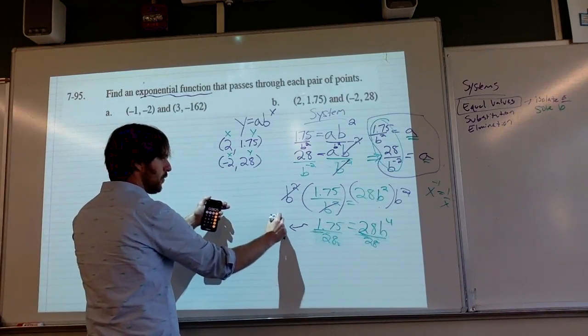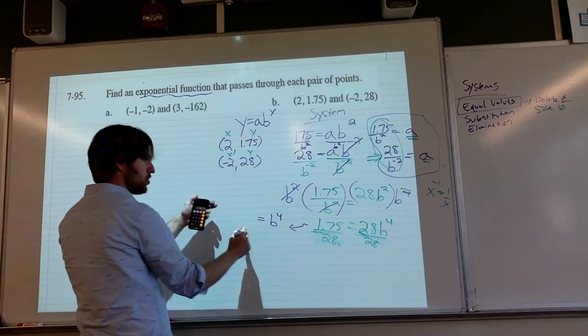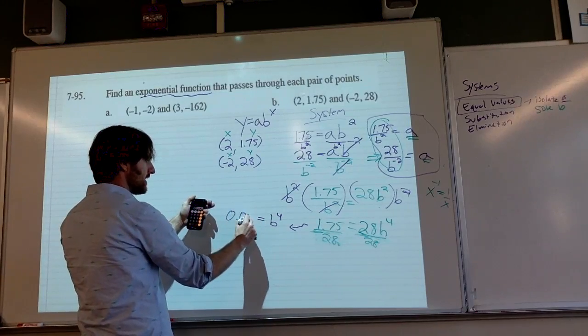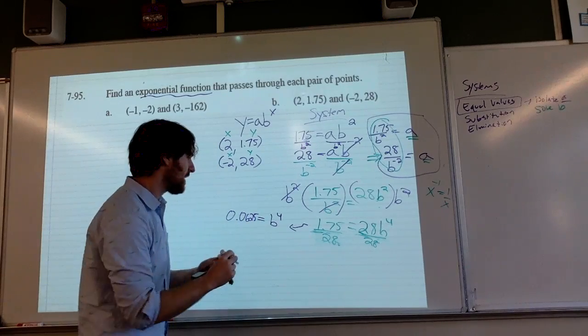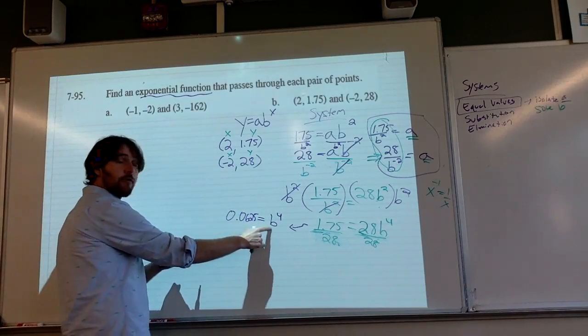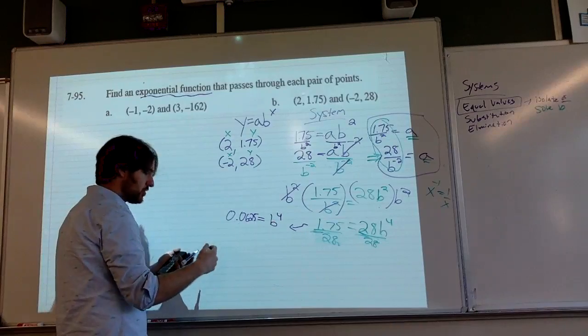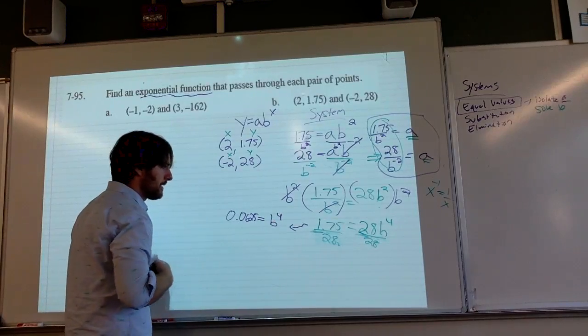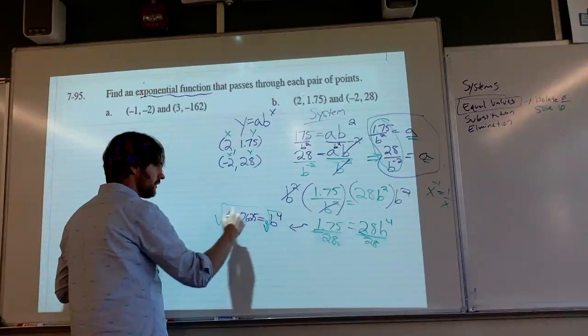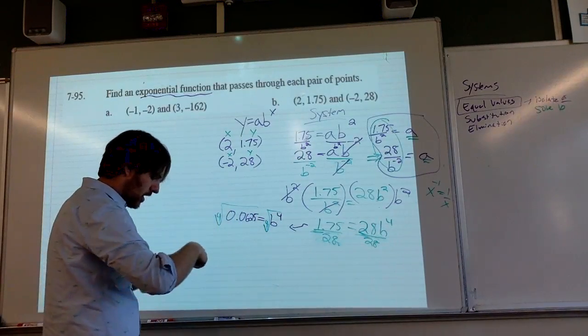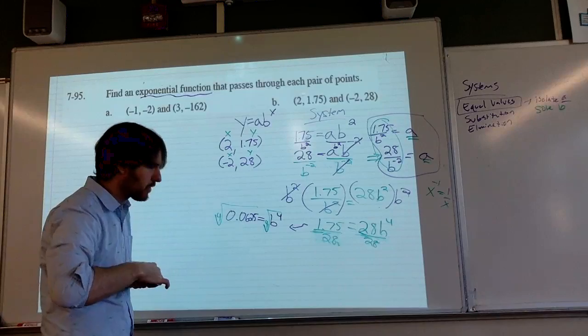Now I have b to the 4th is equal to 0.0625. So now let me just cross my fingers. To solve for b here, I got b to the 4th power. What's going to undo that? Well, taking a 4th root cancels something to the 4th power. I'll take the 4th root over here. I'm going to cross my fingers.